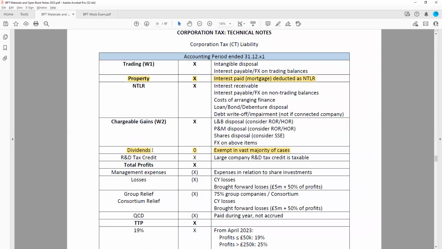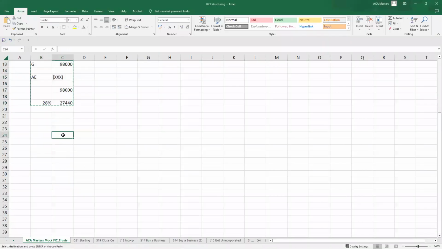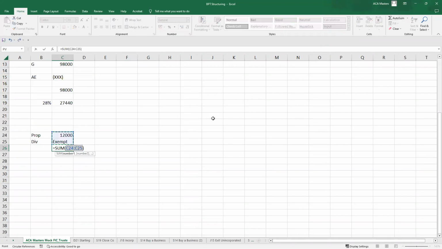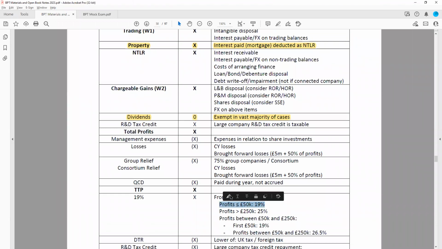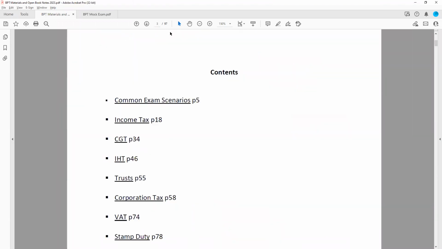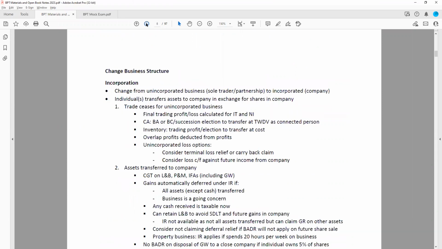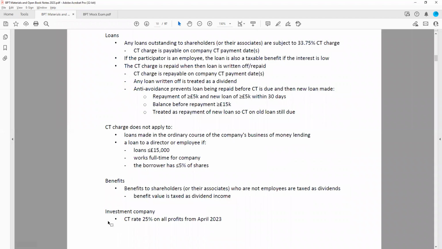So when we're thinking about this company, obviously it's going to have property income of 12,000. It's going to have the dividends, obviously, as we've said, these are exempt. And then that's what's going to be subject to corporation tax. So you might be looking at this and thinking, okay, well, therefore they're going to be paying corporation tax at the lower rate. But just remember, this is a closed company. And one of the points we said when we looked at closed companies was that if it's an investment company, then corporation tax is at the main rate, regardless of the level of profits.